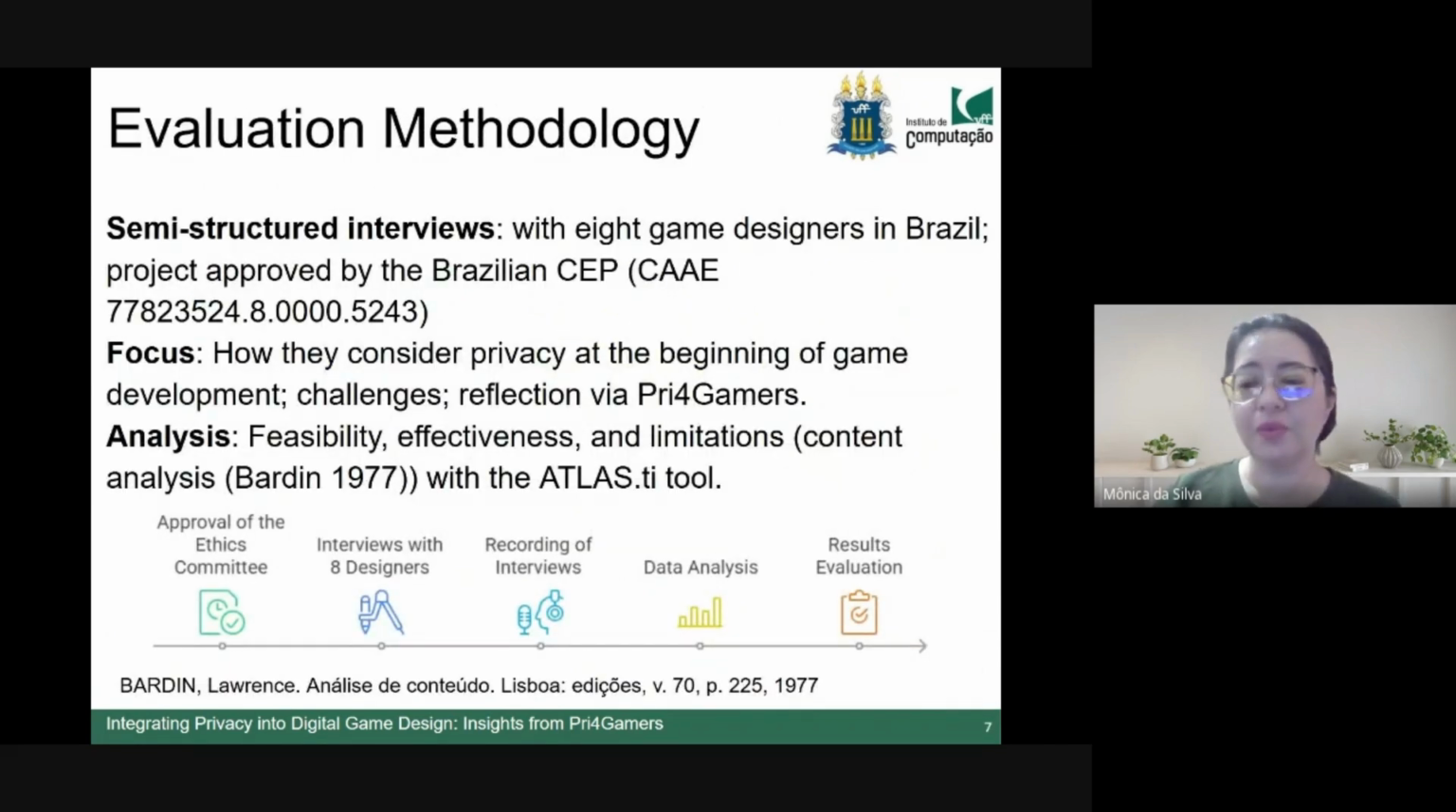This proposed methodology was evaluated through semi-structured interviews with 8 game developers, and this study was approved by the Research Ethics Committee of Brazil. The primary focus is to comprehend how designers perceive the reflection issues related to Pri4Games and to identify areas that could be enhanced, what could be improved and what could be done for this approach, as well as to support game developers. The analysis was conducted using content analysis. Following Bardin's study for categorization using the Atlas TI system, we initially presented the consent form to participants who then signed it. Afterward, they participated in interviews, all of which were recorded. The data was analyzed and the results were shared.